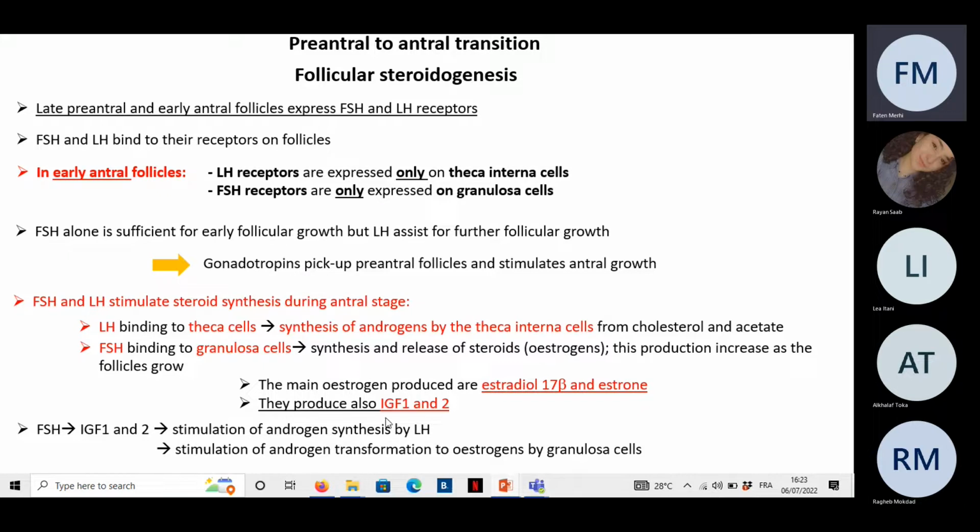So the IGF-1 and 2 produced by the granulosa cells under the action of FSH can act on the theca cells, okay? And on the theca cells, those IGF-1 and 2 also stimulate the production of androgens under the action of LH, and they stimulate the androgen transformation to estrogens by the granulosa cells. So those IGF-1 and 2 also activate the aromatase enzyme, and that's how they can stimulate the conversion of those androgens produced by the theca into estrogens by the granulosa cells.